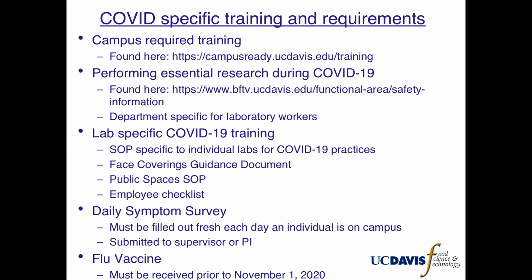Each lab has a COVID-19 specific SOP. When you begin work in a lab, you will be required to read this SOP, as well as a face covering guidance document, a public spaces SOP, and you must fill out and complete the employee checklist. A daily symptom survey must be completed each time you enter a building on campus. This must be filled out every day you come to campus and sent to a lab supervisor or PI prior to entering the lab. You must also receive the flu vaccine prior to November 1st. The UC Davis Student Health Center is offering these vaccines. However, you may receive it from your primary care practitioner or a pharmacy.